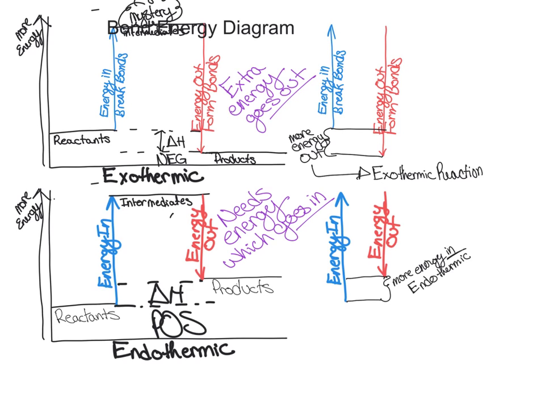So there you have it. It's all about bond energy. It's where you start versus where you end. If you end at a lower energy, that extra energy goes out and it feels hot: exothermic. If you end at a higher energy than what you started with, that means extra energy is going in, it's going to feel cold, and we call it endothermic.